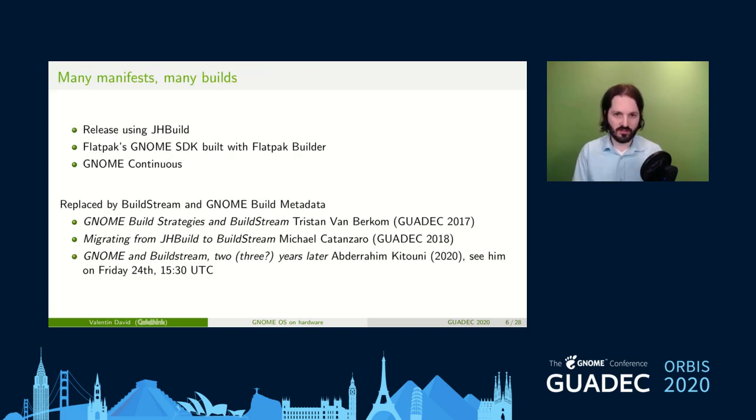But one issue of GNOME Continuous was that it was adding one more set of metadata for how to build stuff in GNOME. We had the release that was done using JHBuild, and then Flatpak came with the SDK, which was built with Flatpak Builder, and then there was GNOME Continuous. So instead of building different things with different tools and different descriptions that were maybe not always matching, the release team has transformed this into using Upstream, and there are two talks.